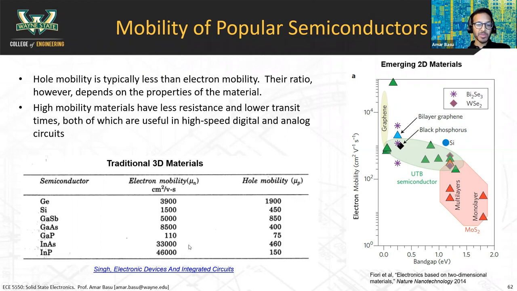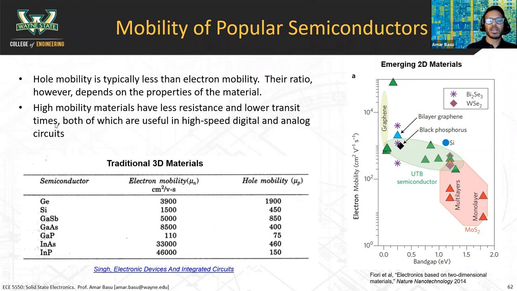In the case of a P-type semiconductor, your choice of material might be different. You can see that indium phosphide, while it has a huge electron mobility, has a really low hole mobility. So if you have a P-type semiconductor, maybe you want to use germanium instead, which has a higher hole mobility. So high mobility materials have less resistance and lower transit times.